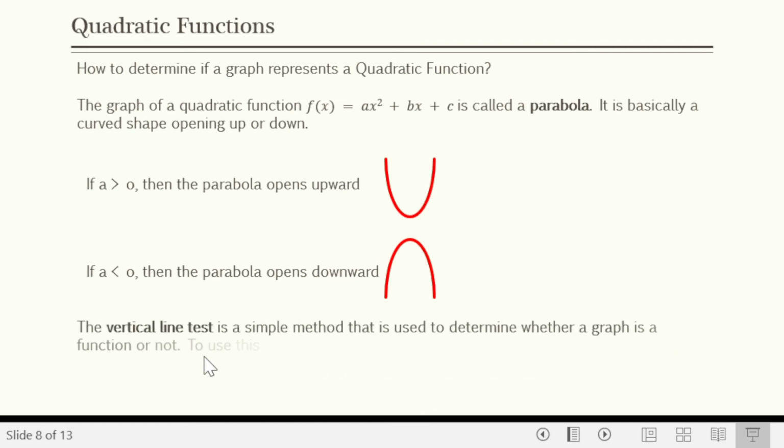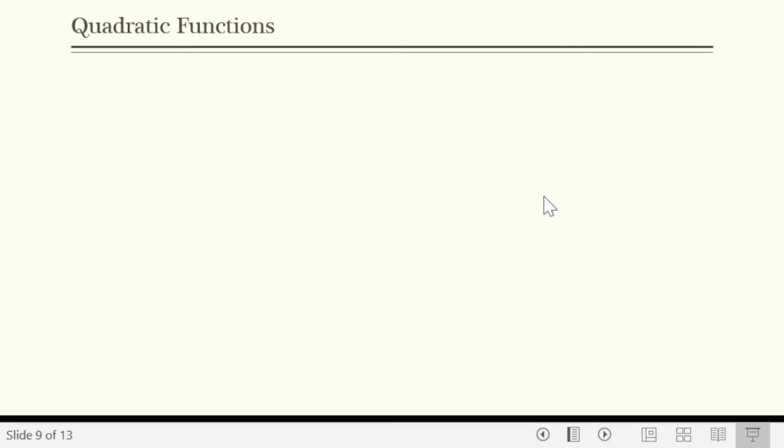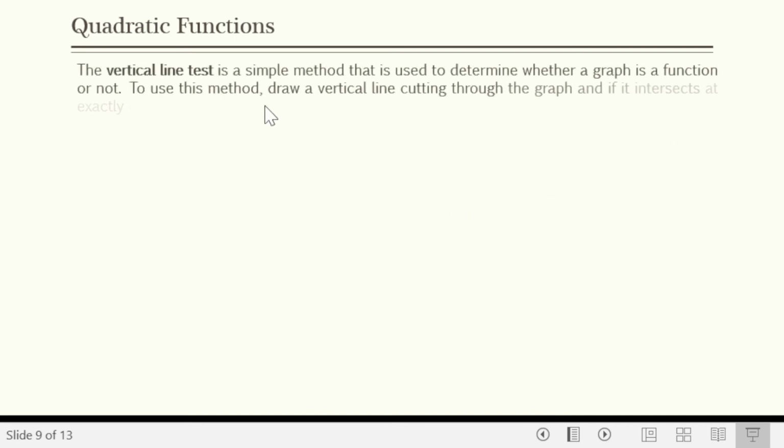Okay? So, we can use vertical line test to determine if that graph is a function or not. Okay? Vertical line test yung gagamitin natin. So, paano yung gagawin? To use this method, draw a vertical line cutting through the graph, and if it intersects at exactly one point, the graph is a graph of function. Okay? Ganun lang kasimple. So, gagawin natin. Example number 1. So, isusulat ko dito yung vertical line function.